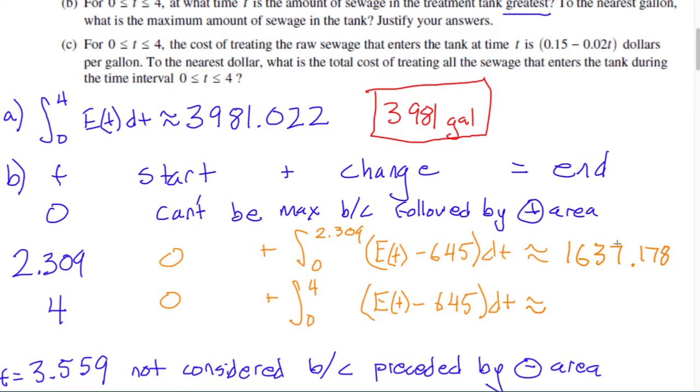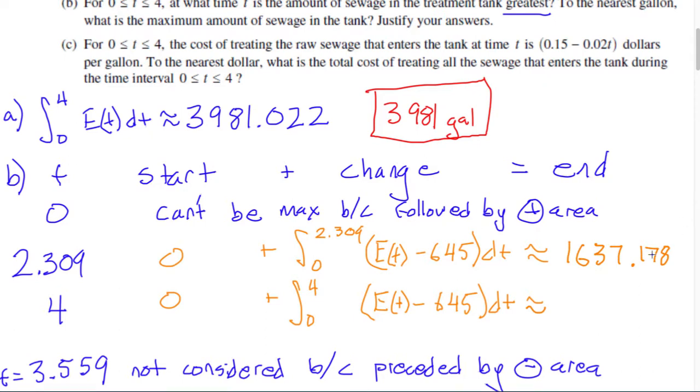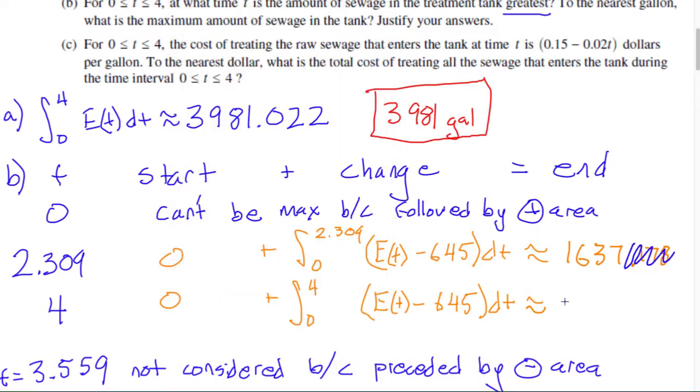7, 8. Oh, yes, we still need to do that at the very end. I might as well just round it right now. Here it is, rounding to the nearest gallon. And then finally, I'm going to hit second enter to go back to the previous line. Instead of 2.309, I'm going to enter 4, delete, delete, delete, delete, enter. And it's 1,401, and that's rounded to the nearest gallon.